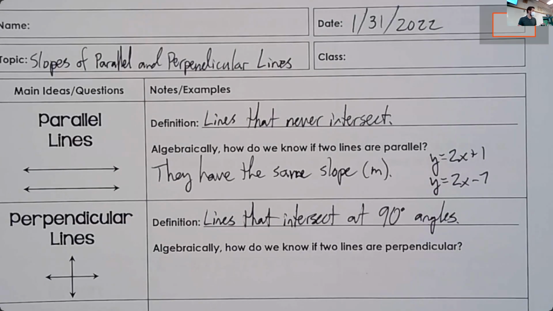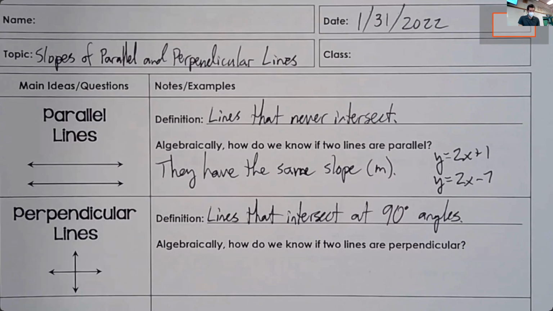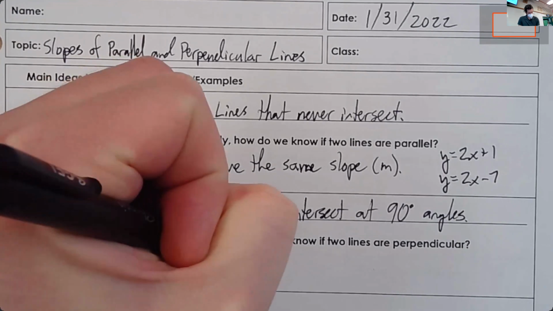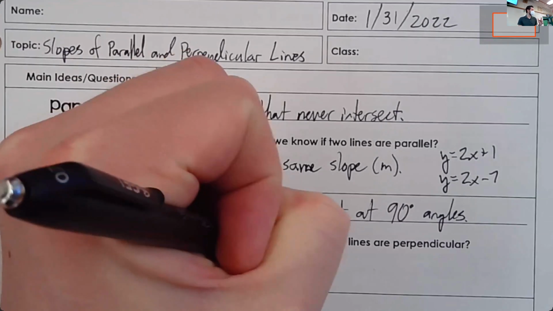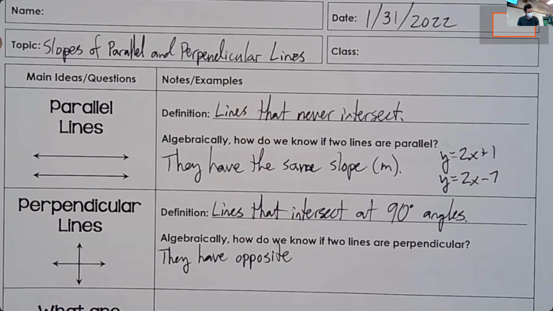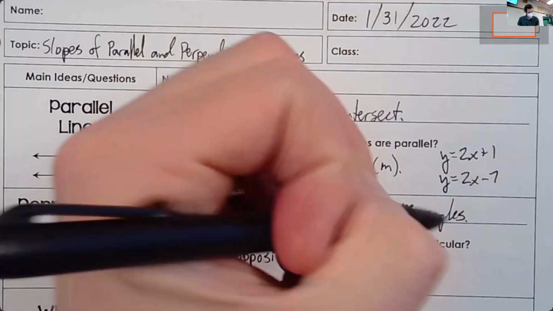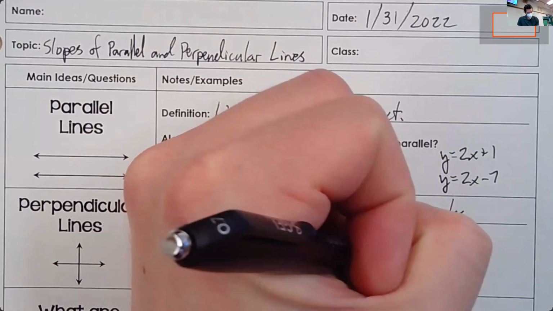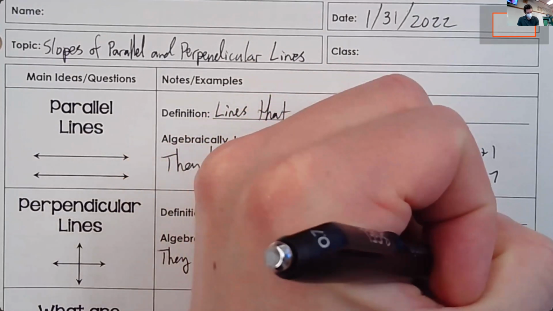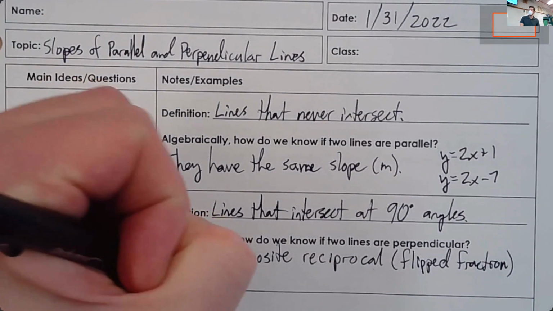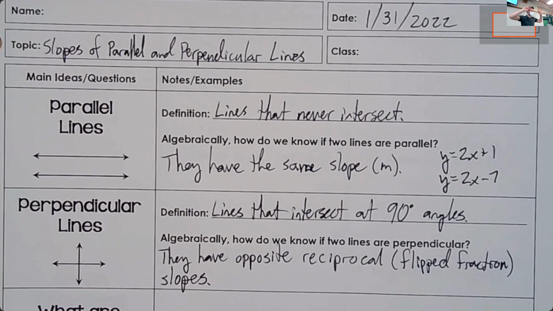Now, number-wise, algebraically, in terms of what we saw with the actual numbers for the slopes, we can say this. They have, I'm going to use the word that Ash used, opposite. And here's the fraction word that I was talking about. They have opposite reciprocal. That would be flipped fraction. They have opposite reciprocal slopes. Reciprocal, remember, is just a flipped fraction.